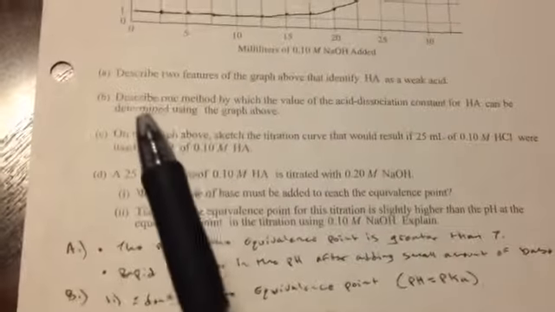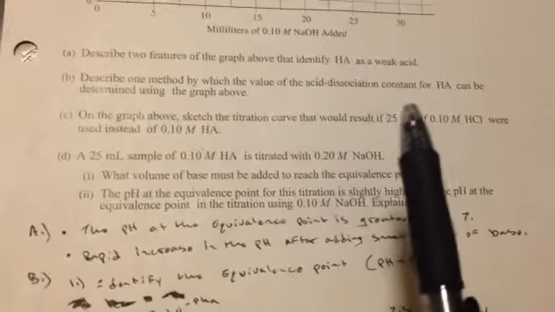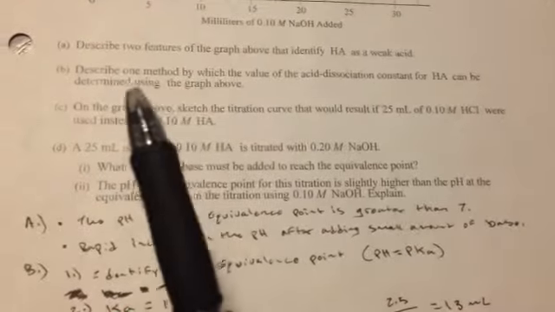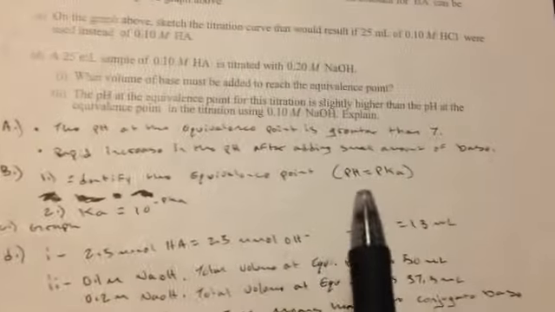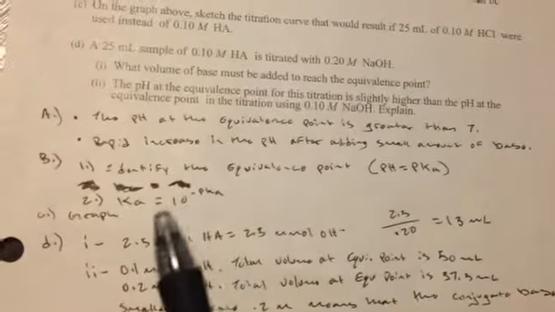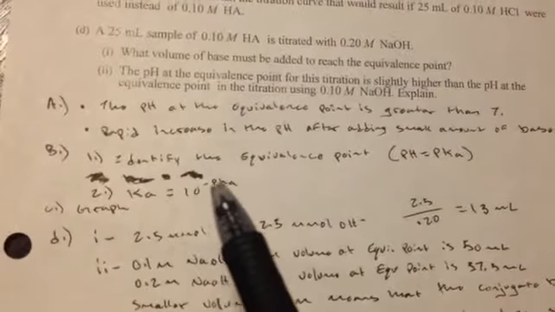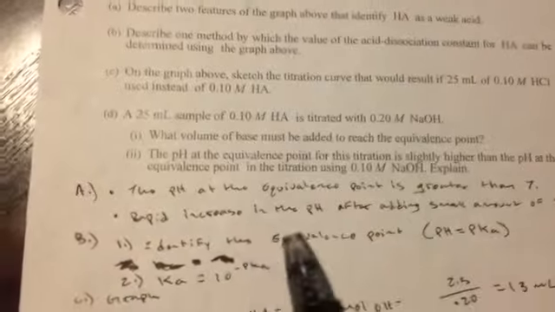B says describe one method by which the value of the acid dissociation constant for HA can be determined using the graph above. You can do this by identifying the equivalence point, because the equivalence point means that the pH will equal the pKa, and if you have the pKa, you can solve for the Ka by doing 10 to the negative pKa, and that gives you the Ka value which they ask you to find.